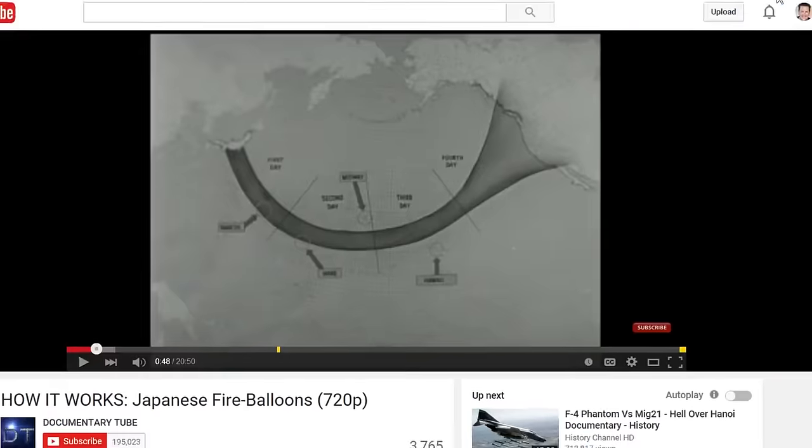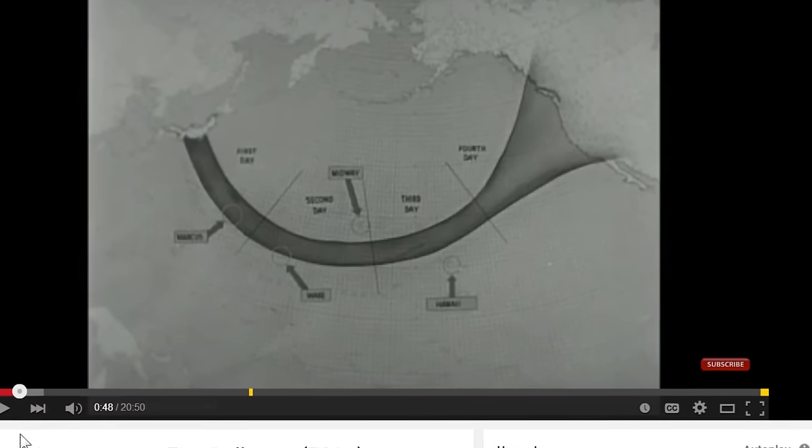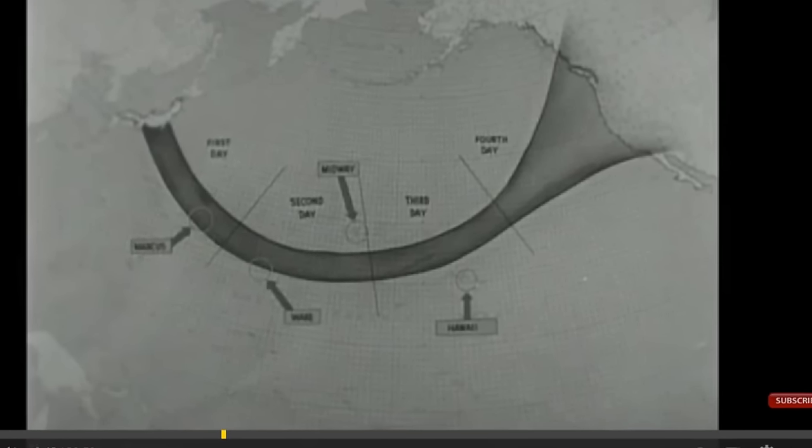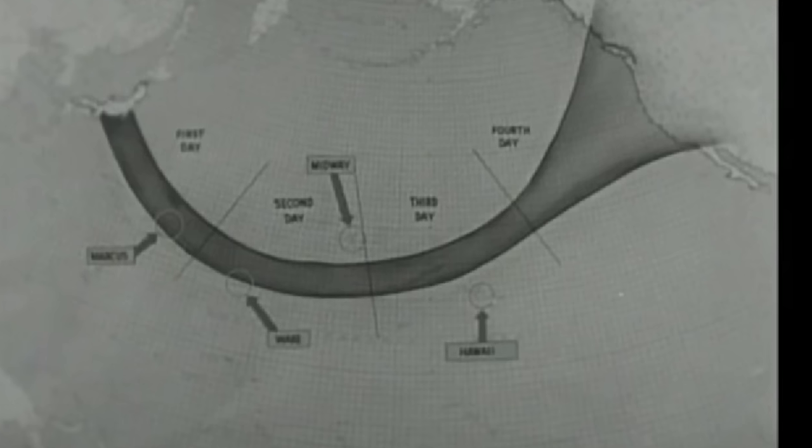As a matter of fact, I have a little more old-timey footage for you. Let's take a look at how the fire balloon works and how it travels. This is from Documentary 2.